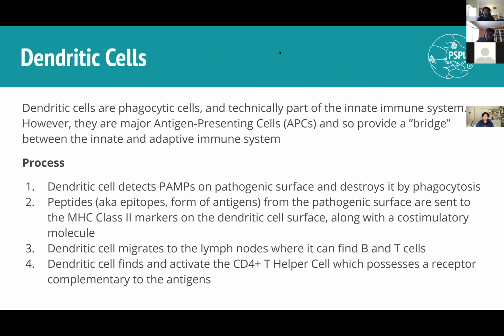So it detects PAMPs and destroys it by phagocytosis. So far, this has just been our normal phagocyte activity. We take peptides, epitopes, antigens. There are many different names for them.